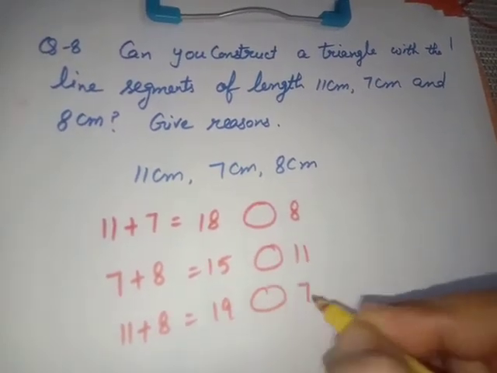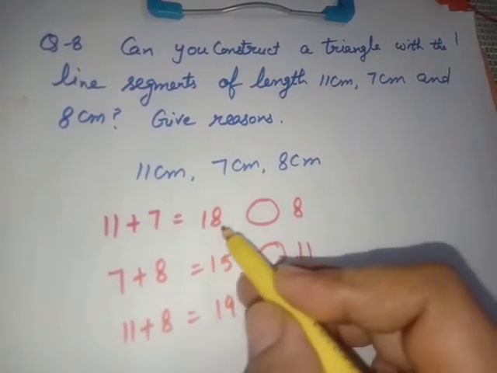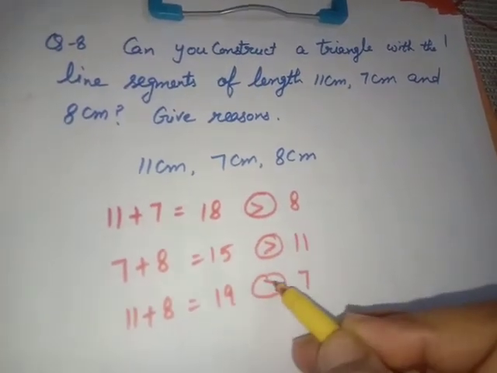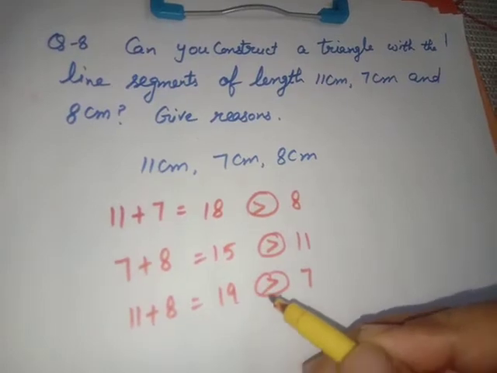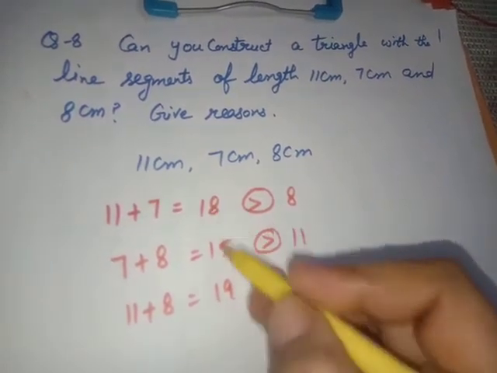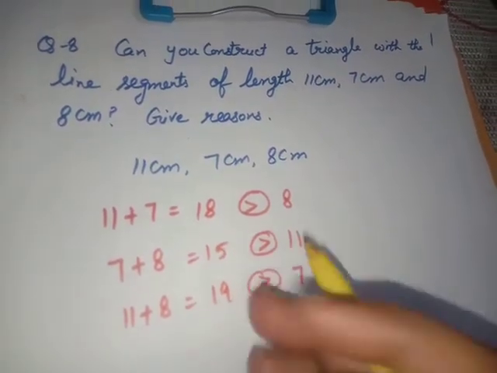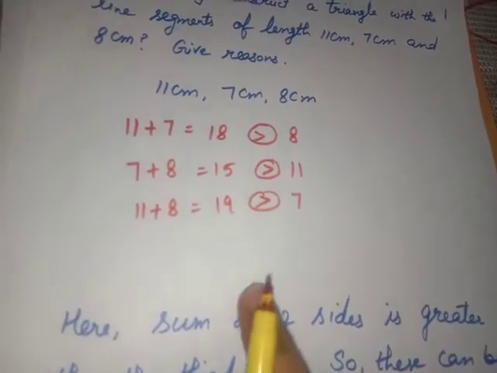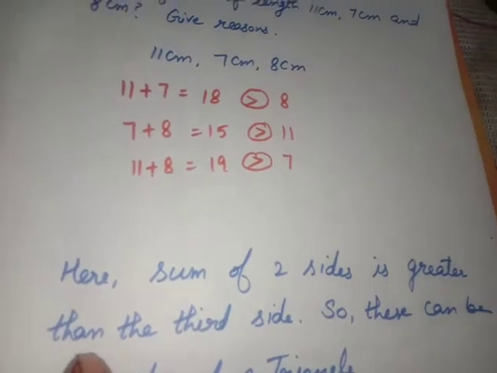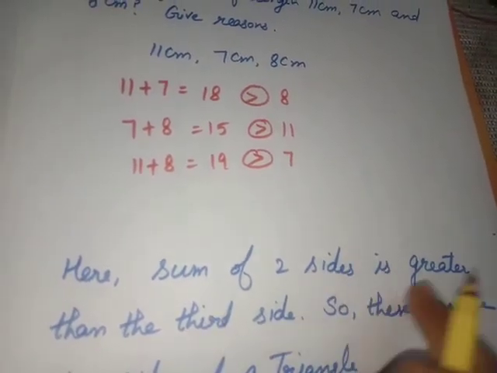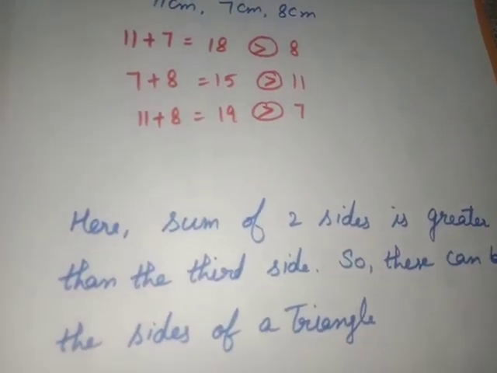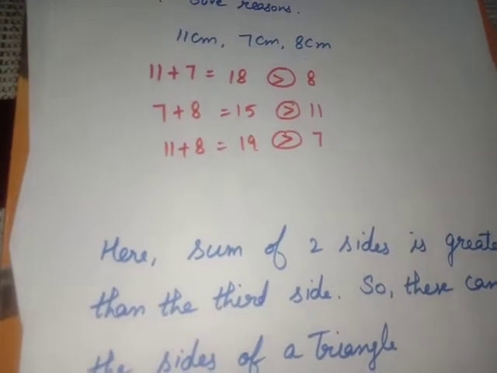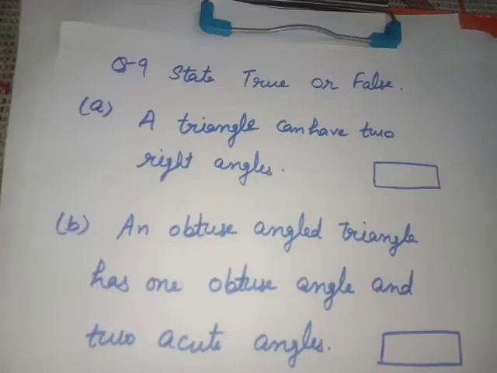Compare with 7. 18 is greater than 8. 15 is greater than 11. 19 is greater than 7. So, when all the three pairs are greater, then what will we write? Here, sum of two sides is greater than the third side. So, these can be the sides of a triangle. Okay, this is our question number 8.